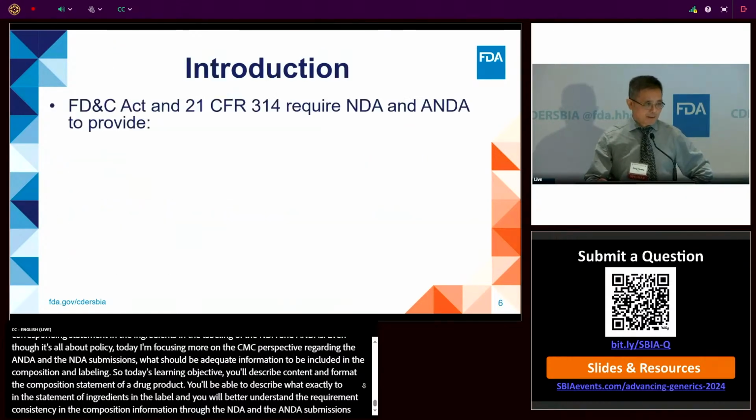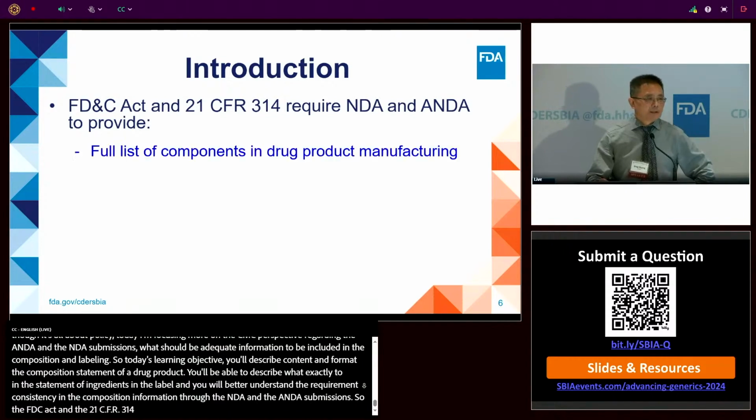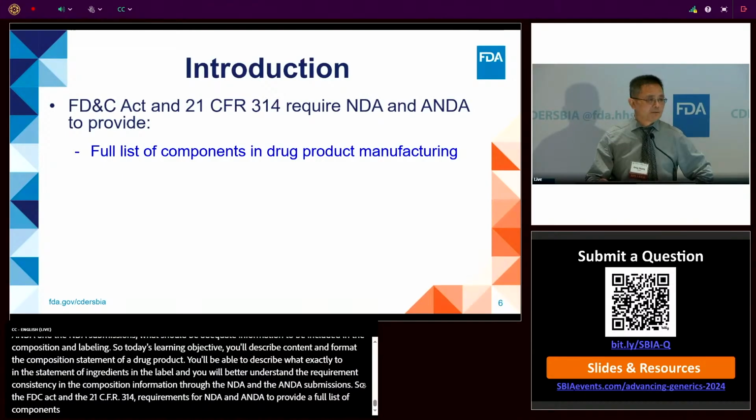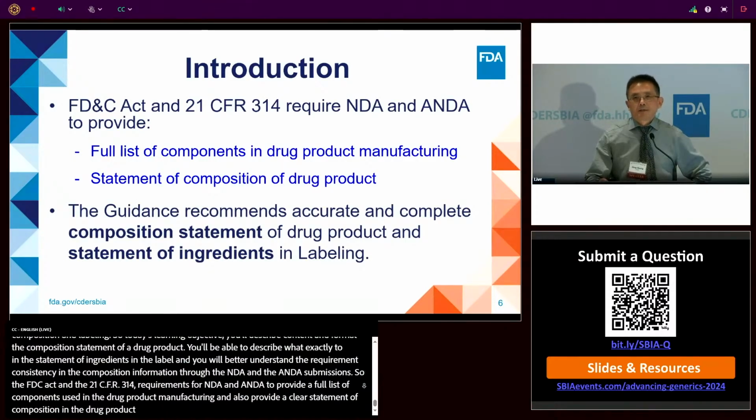So the FDC Act and the 21 CFR 314 are requirements for NDA and ANDA to provide a full list of components used in the drug product manufacturing, and also provide a clear statement of composition in the drug product. So this guidance is a draft guidance. It is fairly new, published 5 months ago in April, first draft.